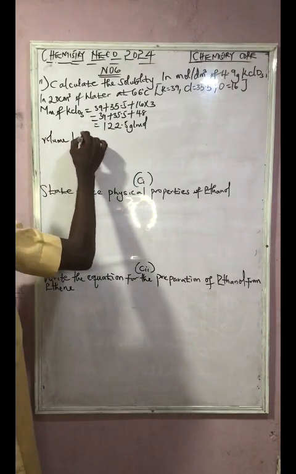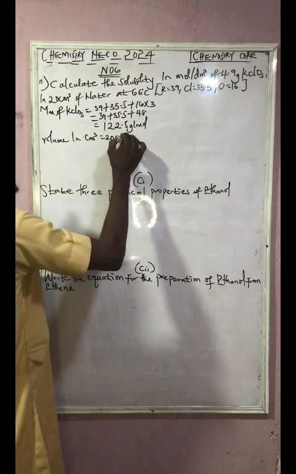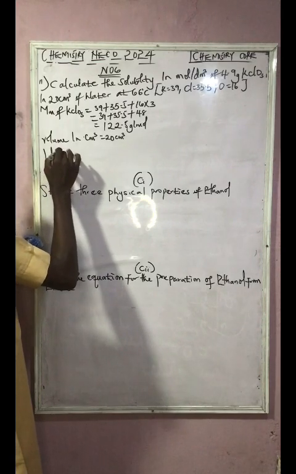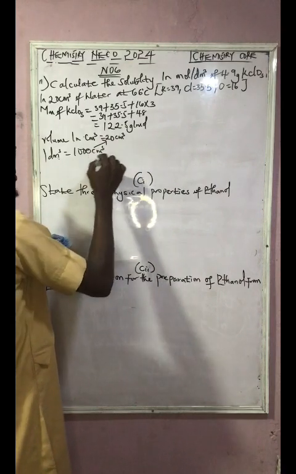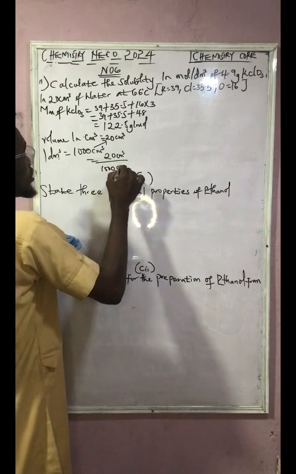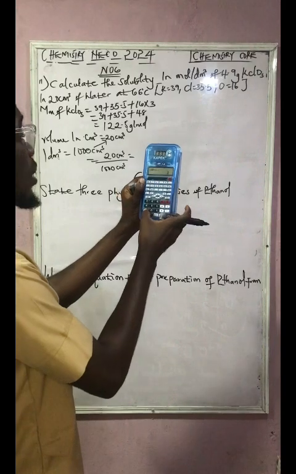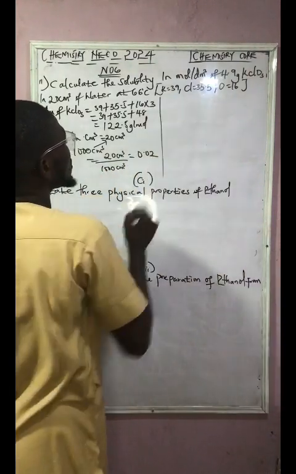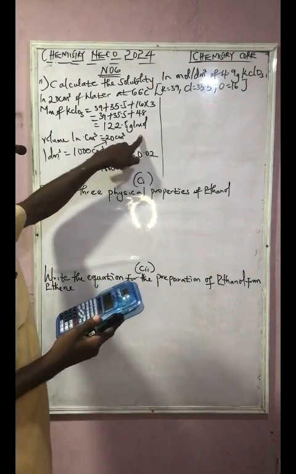Volume in cm cube. So we have 20 cm cube, and we know that 1 dm cube is equal to 1000 cm cube. So I'm going to divide this with this. So we'll be having 20 cm cube divided by 1000 cm cube. So let's see what we're going to have there. You have this divided by 1000. So we have 0.02 dm cube.